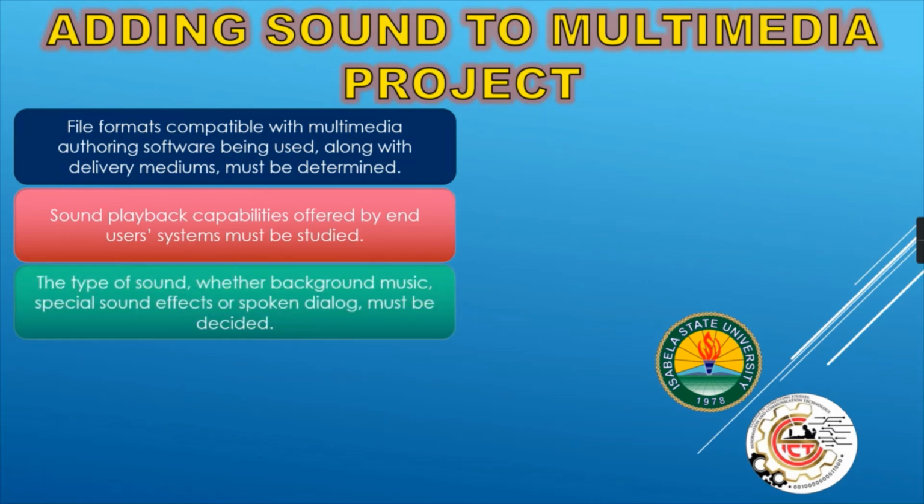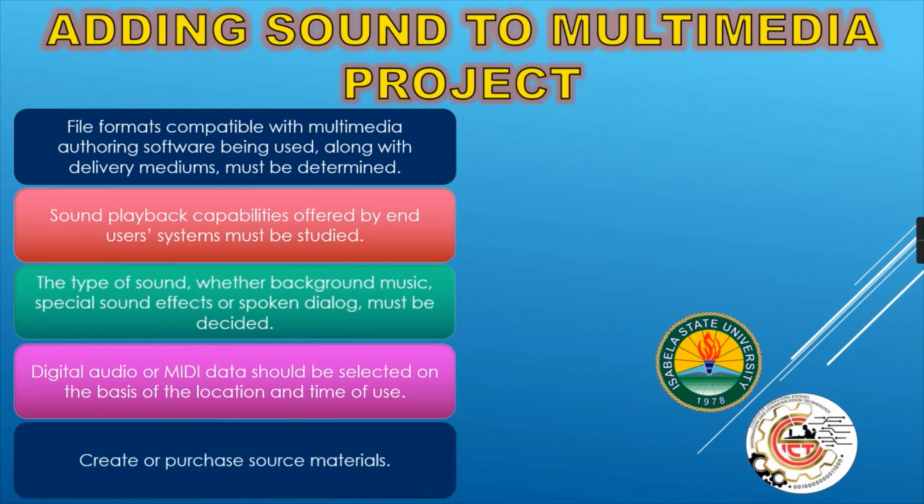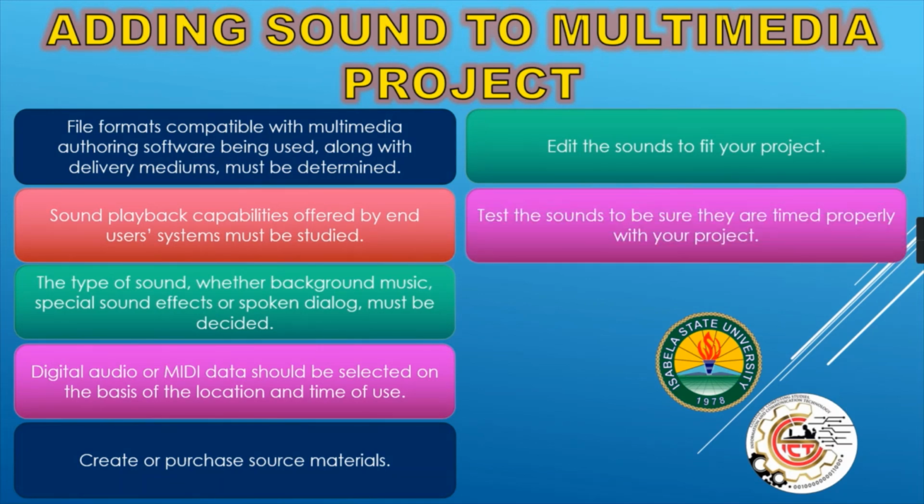Third, you need to decide what kind of sound is needed, for example background music, spatial sound effects, or spoken dialogue. Fourth, you need to decide where and when you want to use digital audio or MIDI data. Fifth, you need to acquire source material by creating it from scratch or purchasing it. Sixth, you need to edit the sound to fit your project. And the last one, you need to test the sound to be sure it is timed properly with your project.